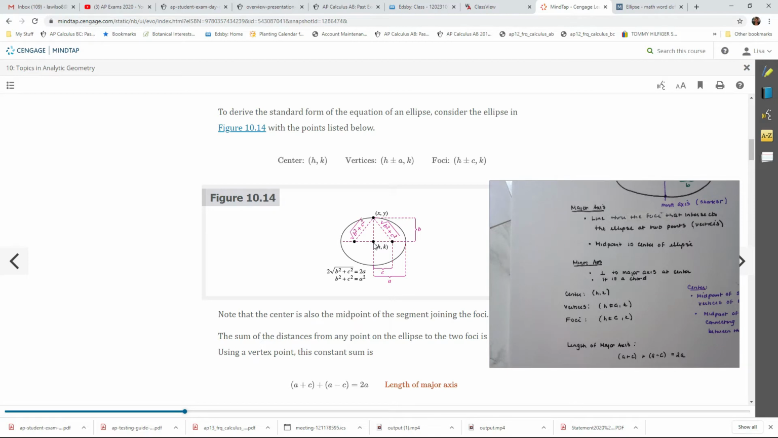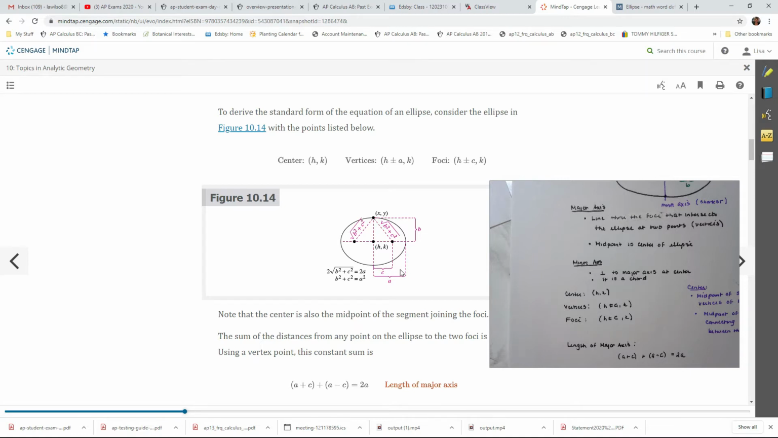Likewise, the distance from the center to a vertex is called a. So if this is a and this is a, then the whole length of the major axis is 2 times a. And the center is the midpoint of the distance between the vertices. So it's the midpoint of the major axis from vertex to vertex. Likewise, for the minor axis, they call this distance b. The distance from the center to a vertex is b.